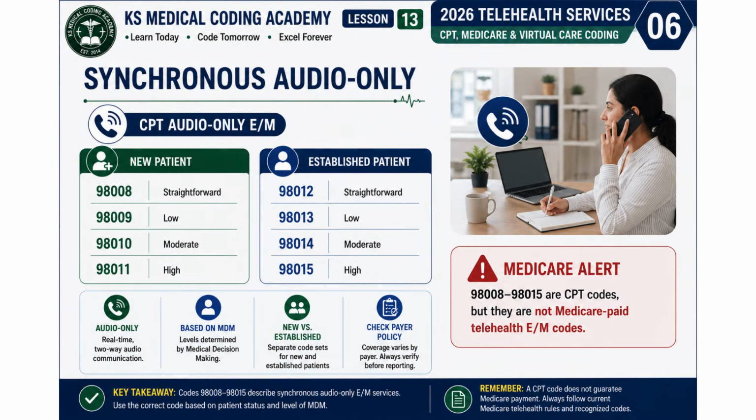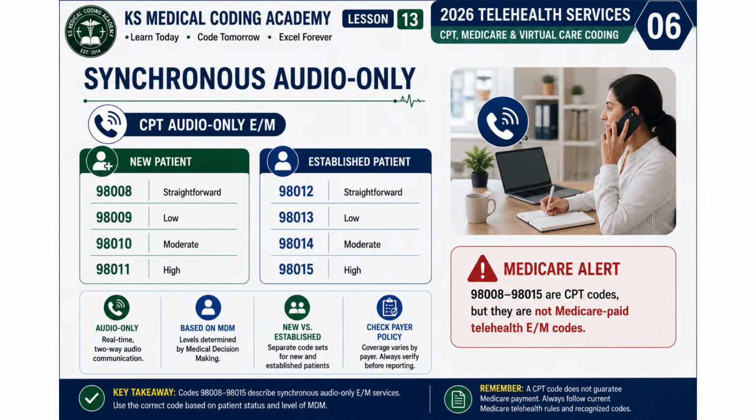Now let's discuss synchronous audio-only (EM) services. In the CPT code set, 98008 through 98011 are used for new patient audio-only (EM) services, ranging from straightforward to high medical decision-making. For established patients, 98012 through 98015 represent the corresponding levels, again from straightforward through high medical decision-making. These services involve real-time, two-way audio communication between the patient and the healthcare professional.